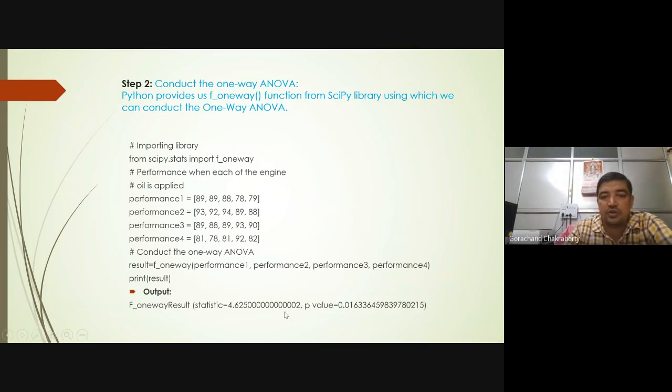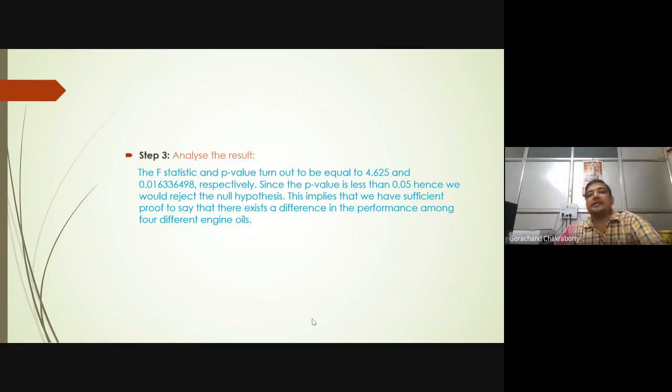This is the output. We have already shown this. Now analyze the result. So the F statistic and p value, we have got that F statistic is 4.625 and p value is 0.0163 respectively. Since the p value is less than 0.05, hence we would reject the null hypothesis. This implies that we have sufficient proof to say that there exists a difference in the performance among 4 different engine oils. So differences are there.